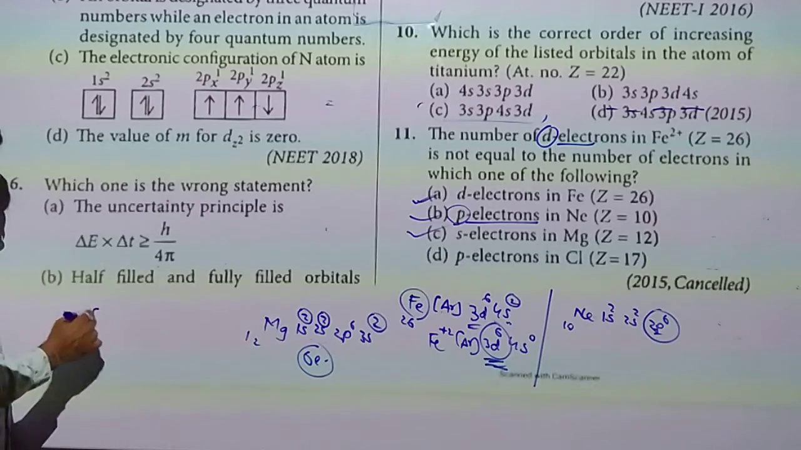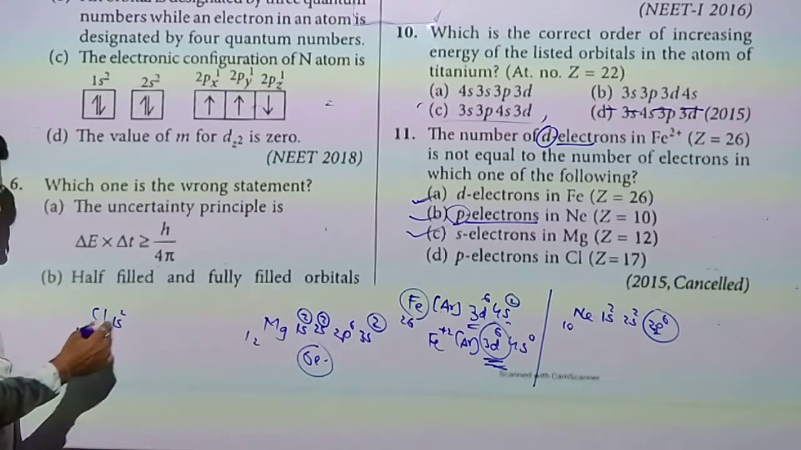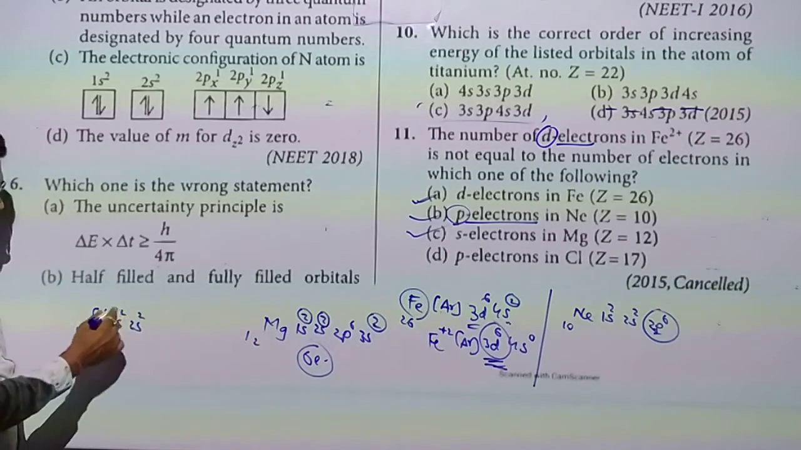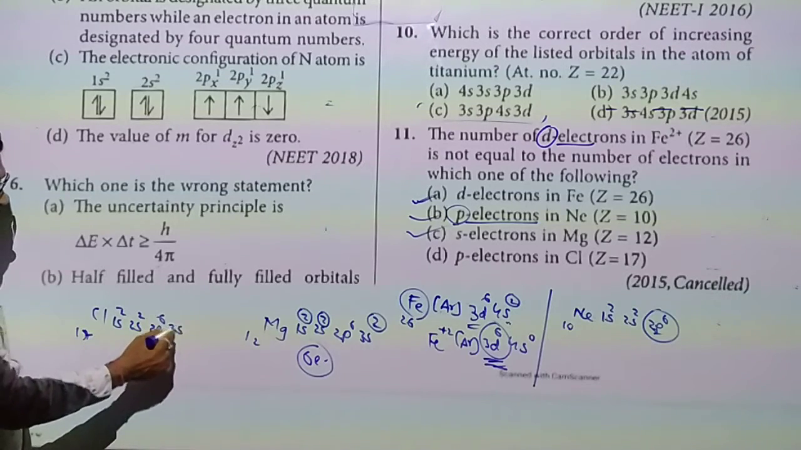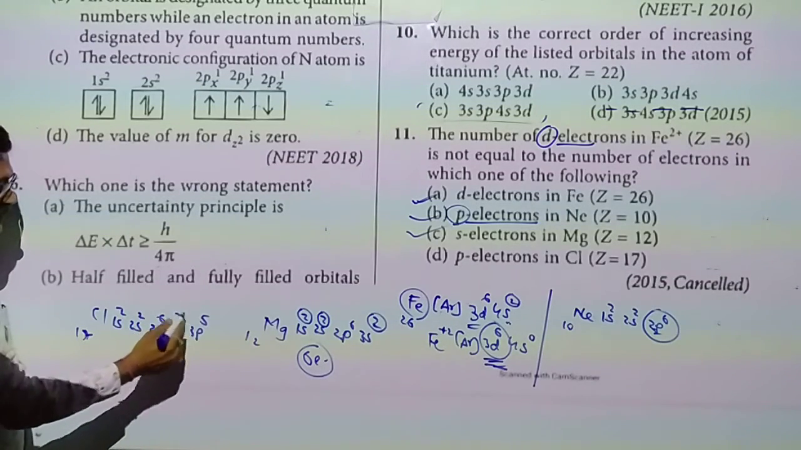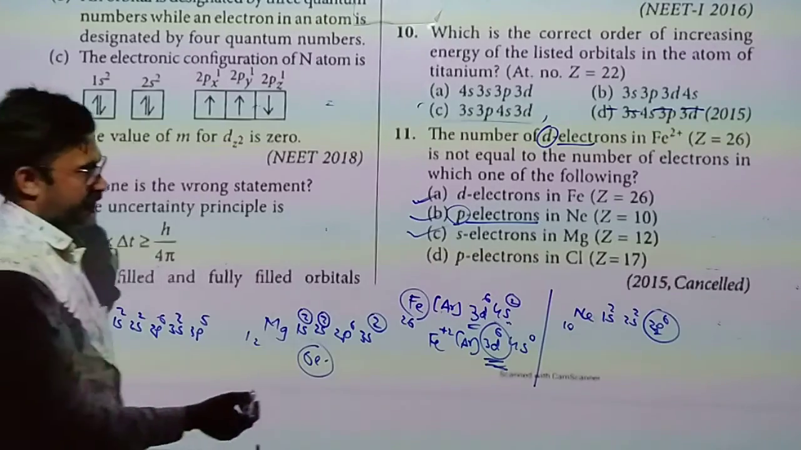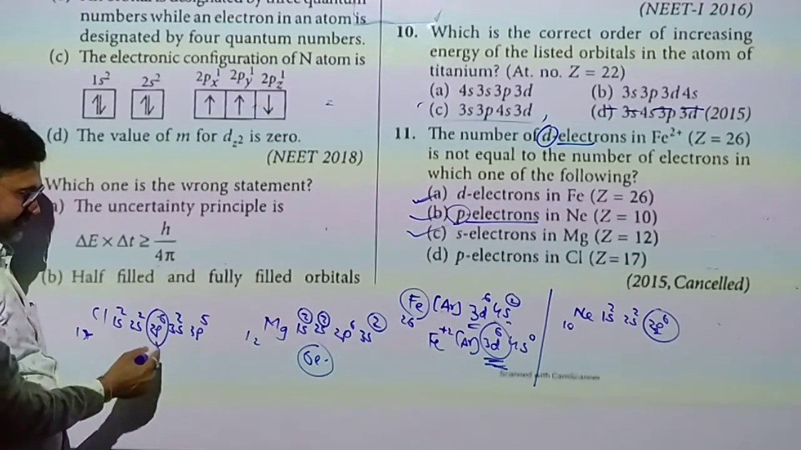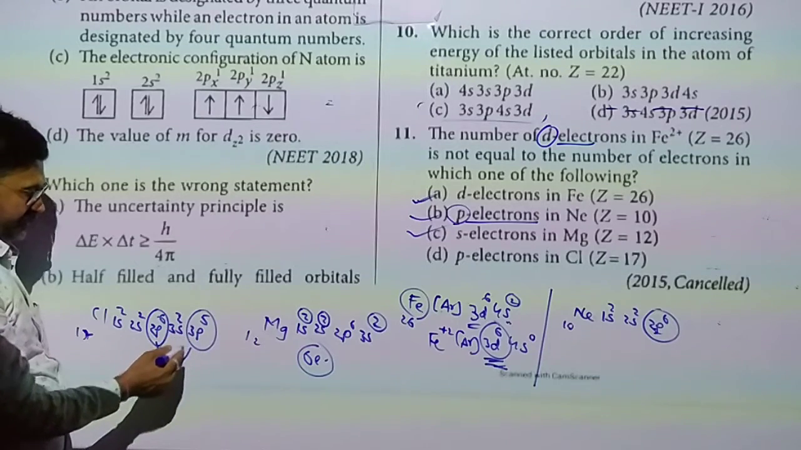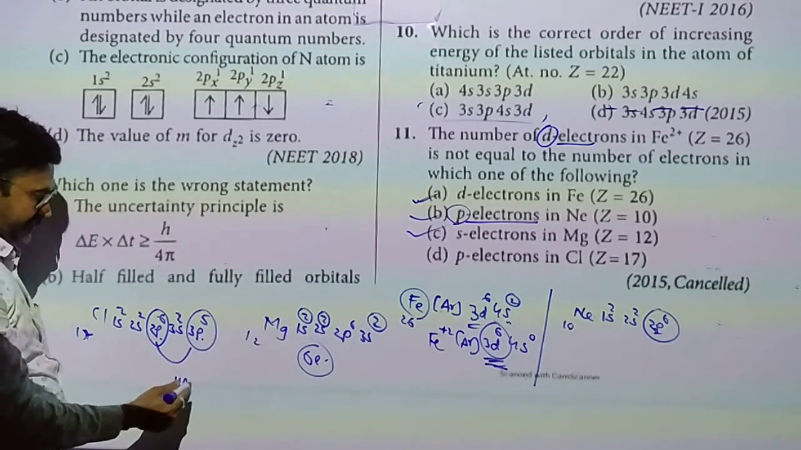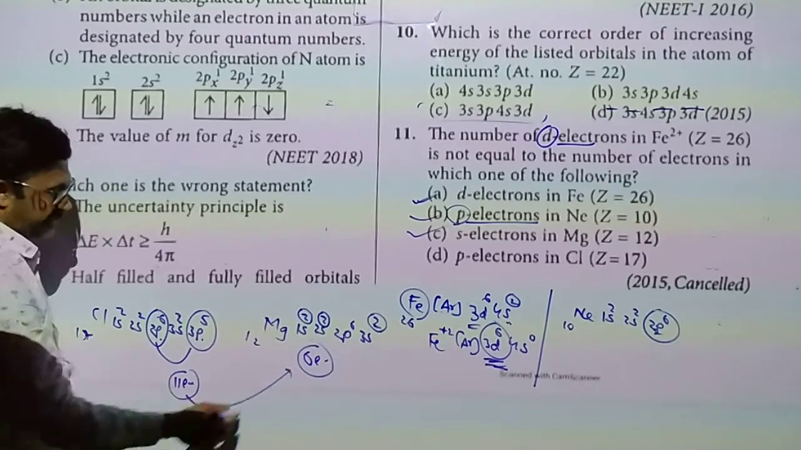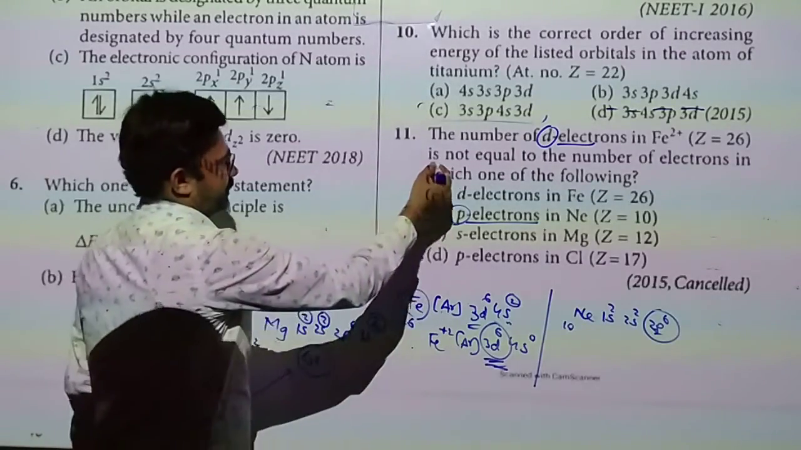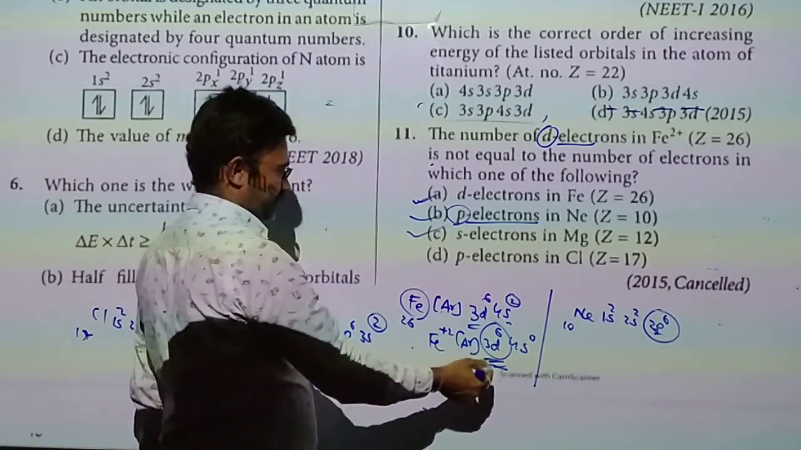p electrons in chlorine. 1s2, 2s2, 2p6, 3s2, 3p5. p electrons of chlorine, here p6 and p5. 6 plus 5, 11 electrons. It does not match with our d electrons of Fe plus 2.